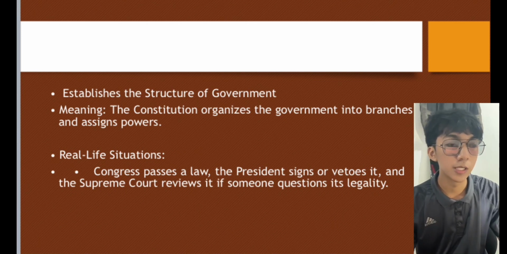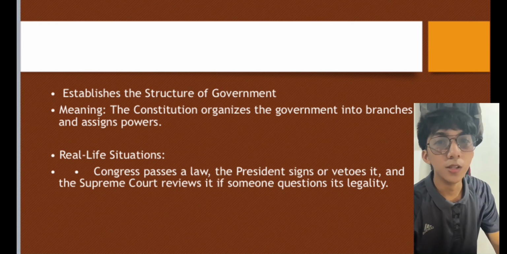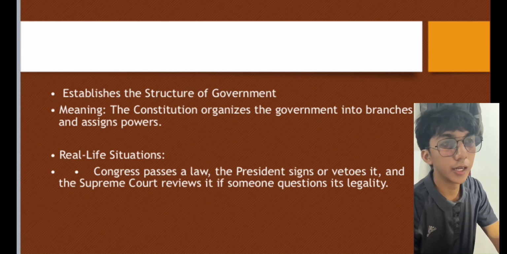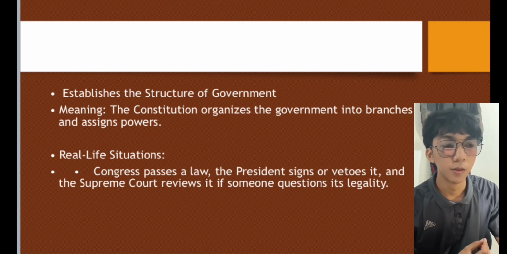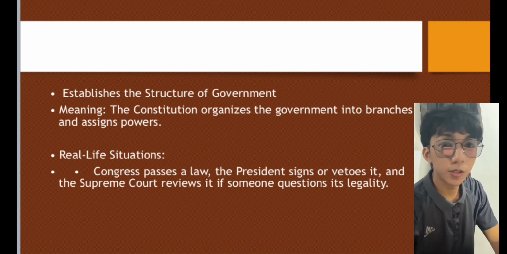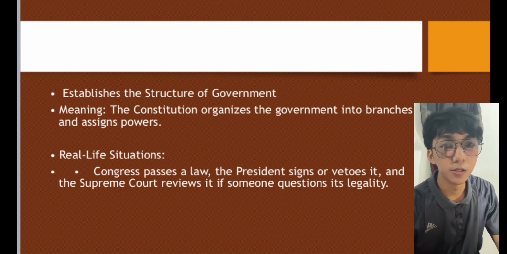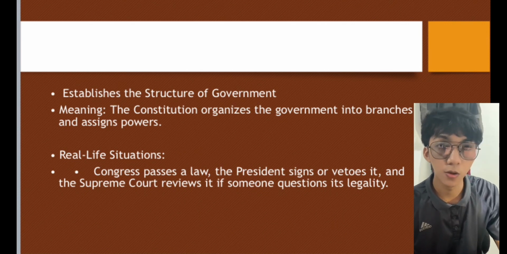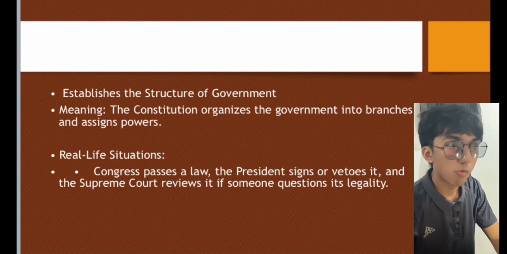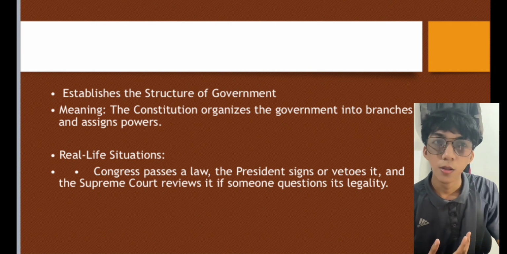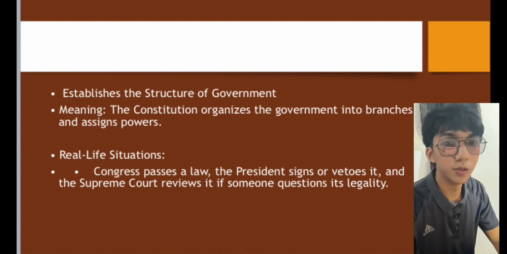If someone questioned its legality, so in a given situation, when the Congress thought of an idea, they pass a bill, and it depends on the president if he's gonna approve it or veto it. Then the second job there is the Supreme Court. It's still the Constitution. The Supreme Court is the Constitution. It is somehow the mind or the voice of the people.